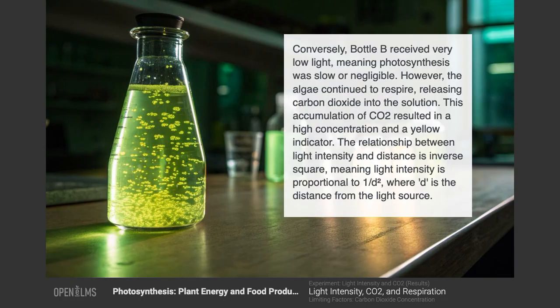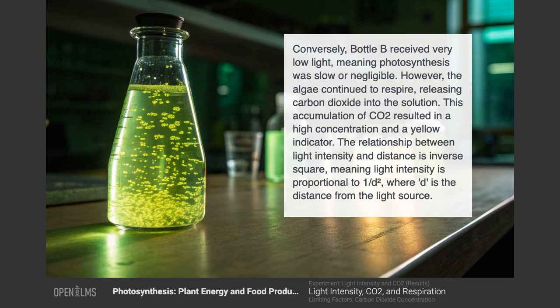Conversely, bottle B received very low light, meaning photosynthesis was slow or negligible. However, the algae continued to respire, releasing carbon dioxide into the solution. This accumulation of CO2 resulted in a high concentration and a yellow indicator.